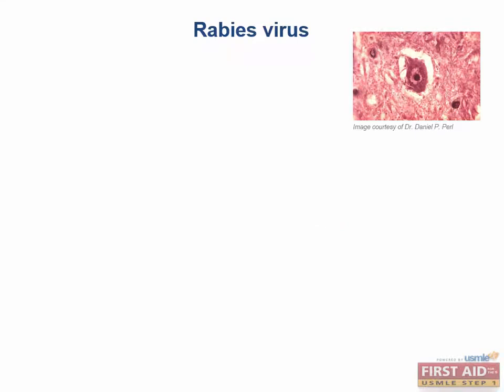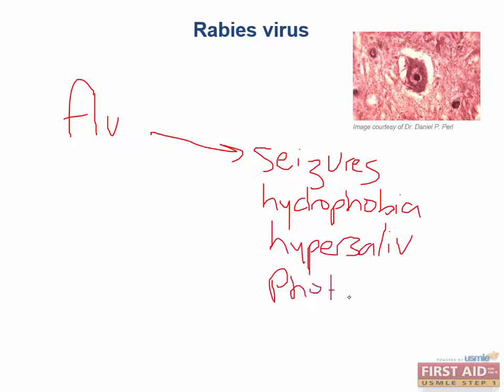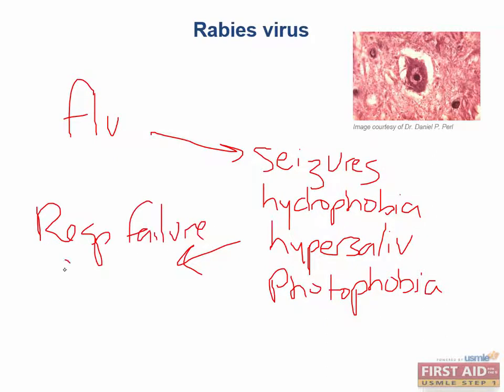Clinically, patients infected with the virus initially have flu-like symptoms, including fever, malaise, anorexia, and fatigue, that eventually progress to more serious symptoms such as seizures, hydrophobia or fear of water, hypersalivation, as well as photophobia. Even more scary, the symptoms can progress and cause a fatal infection, which is paralysis that may lead to respiratory failure, coma, and even death.